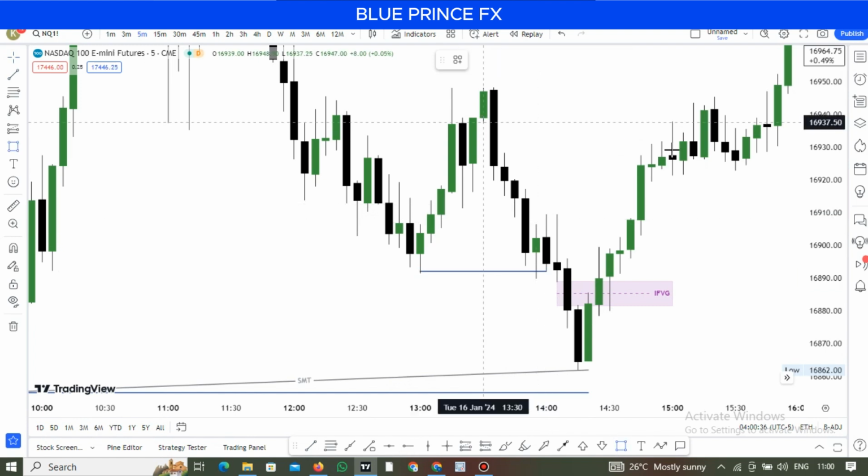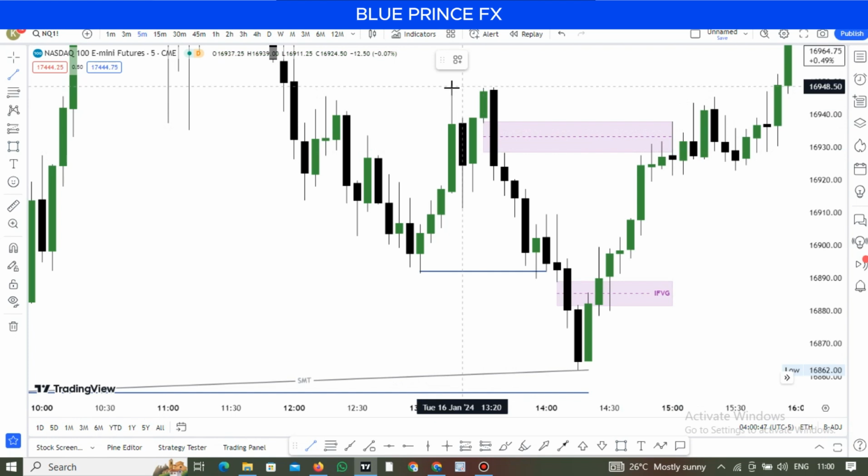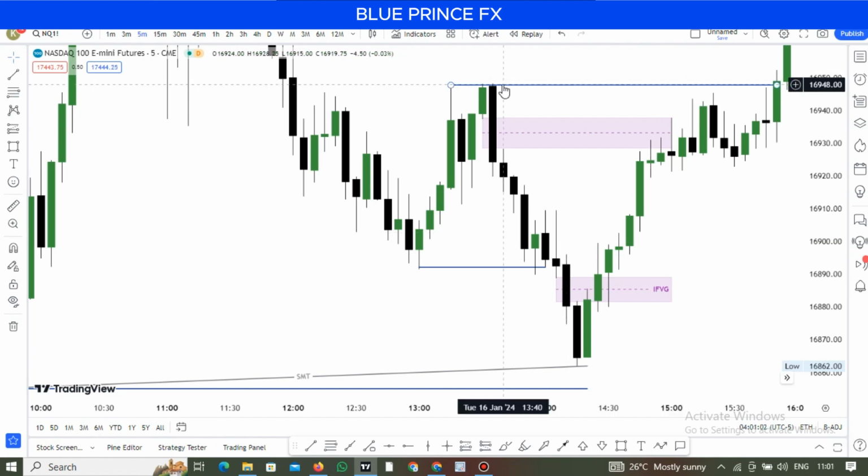Fair value gaps are not liquidity, by the way, guys. Some people are saying fair value gaps are liquidity, but these are not liquidity. So this becomes your target, but this is your main draw on liquidity, because it's the obvious draw on liquidity, because we have relative equal highs, right? So what do... Your fourth requirement is your draw on liquidity must be very clean. This is our draw on liquidity, relative equal highs, right?